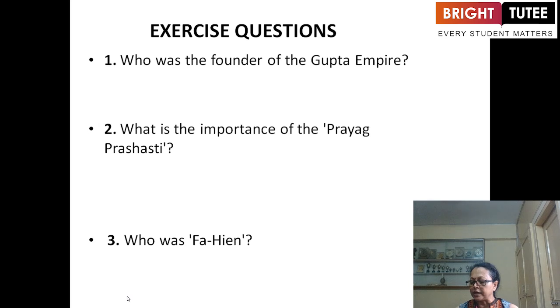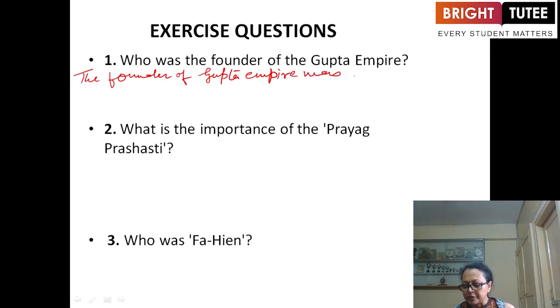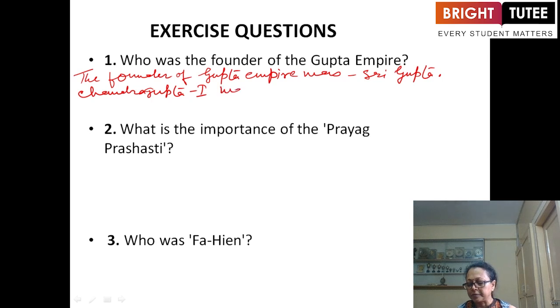Then the next question is, who was the founder of the Gupta Empire? The founder of the Gupta Empire was Sri Gupta. Chandragupta I was the first important ruler of the Gupta dynasty.